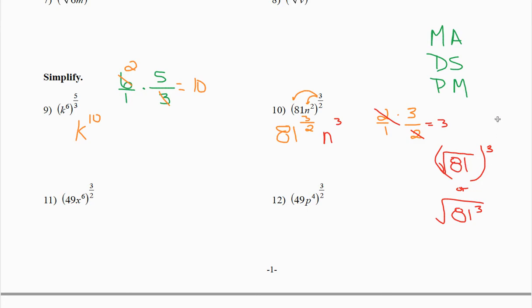The square root of 81 is 9. So now we're going to do 9 to the 3rd power. Remember, it is not 27 because it is not 9 times 3. In fact, it is 9 times 9 times 9. So you should be using a calculator. I'm simply going to use my phone calculator. 9 times 9 times 9 is 729. So this becomes 729 n to the 3rd.